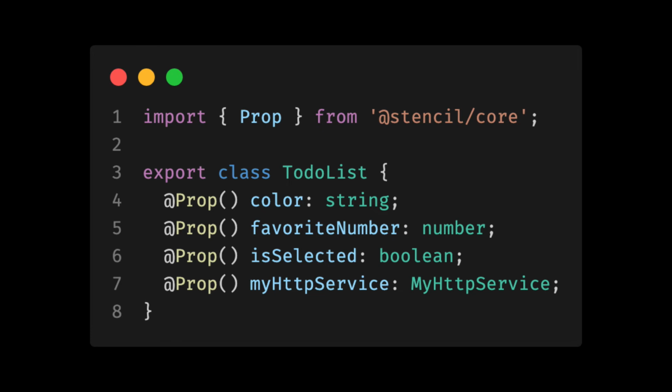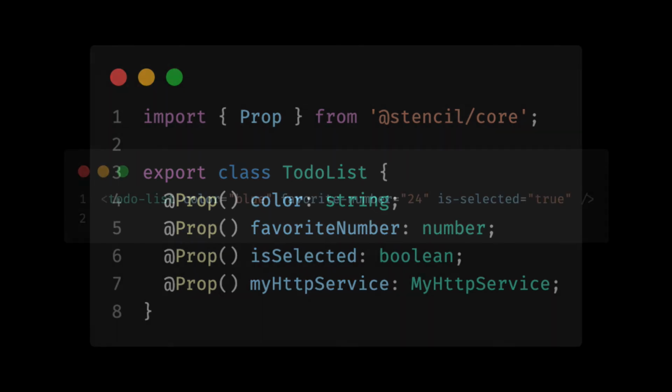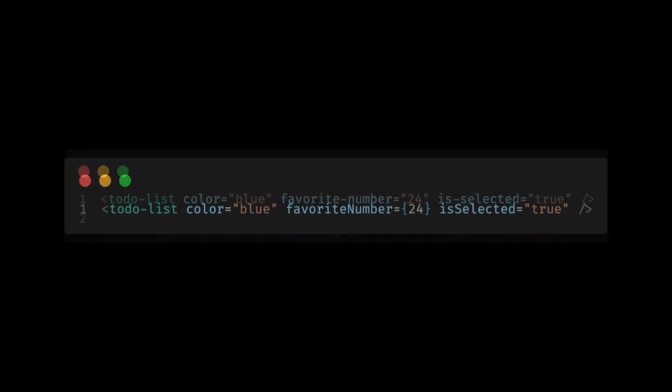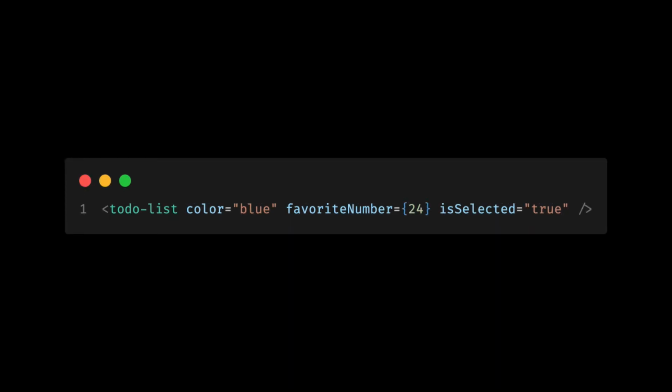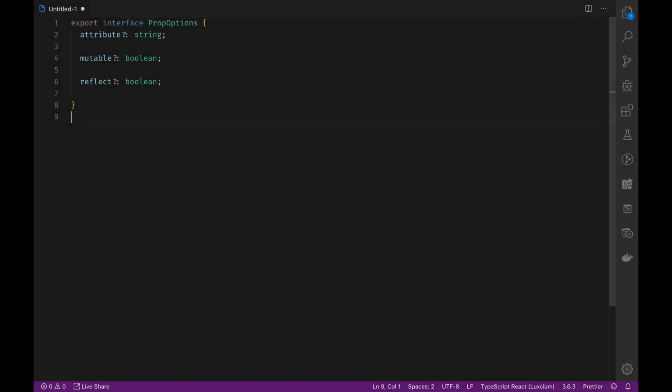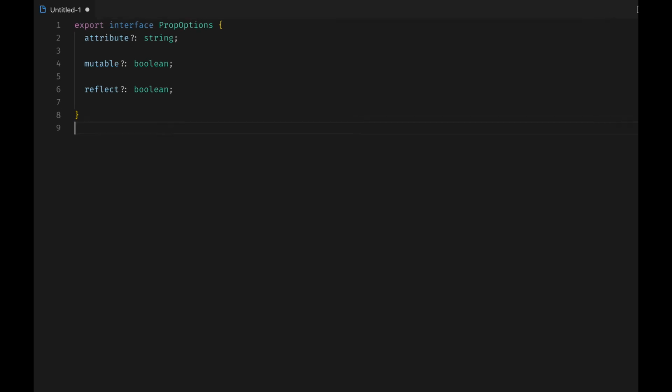Depending on how we define a component, we can set the properties as attributes in different ways. In HTML, we set attributes using dash case. In JSX, we set attributes in camel case. And when creating a web component using JavaScript, we can access the properties directly. Just as with the component decorator, the prop decorator allows us to set some properties to change its default behavior.